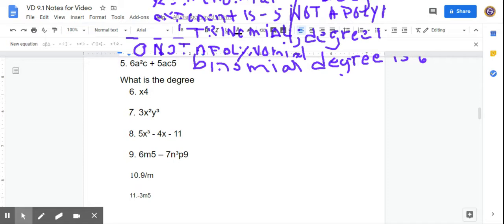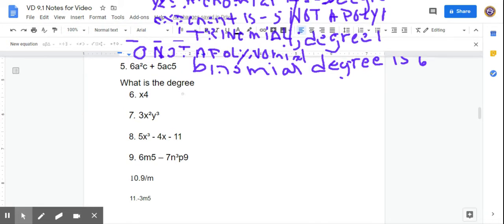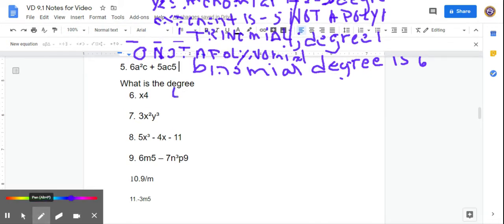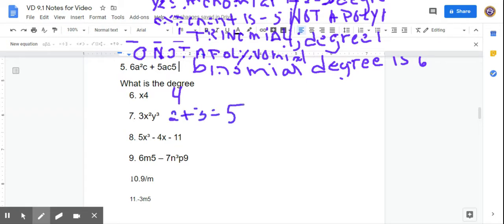The next section asks you for the degree of the polynomial. Number 6, 6x to the 4th power, so the degree is 4. The next is, what is the degree of 3x squared y cubed? Well, that's going to be 2 plus 3, so the degree is 5. Number 8, the first term has a degree of 3, the second term has a degree of 1, and the constant has a degree of 0. So the highest exponent, or the highest degree, is 3.